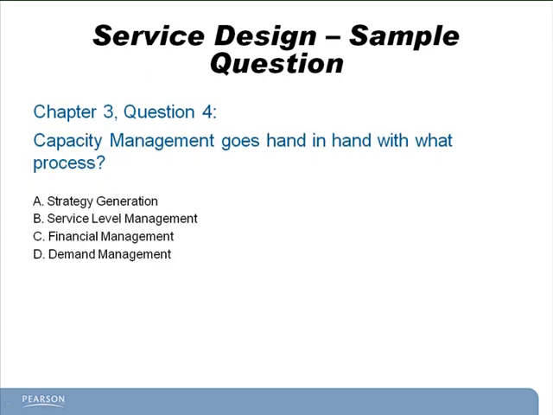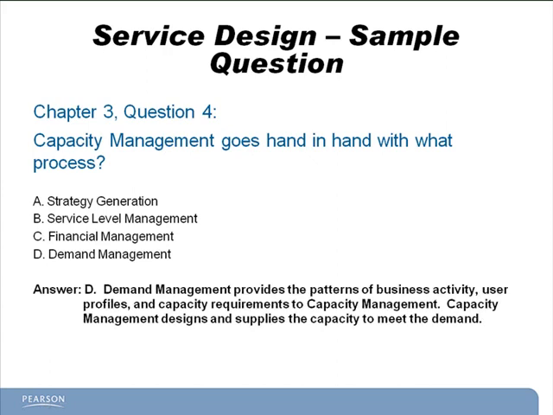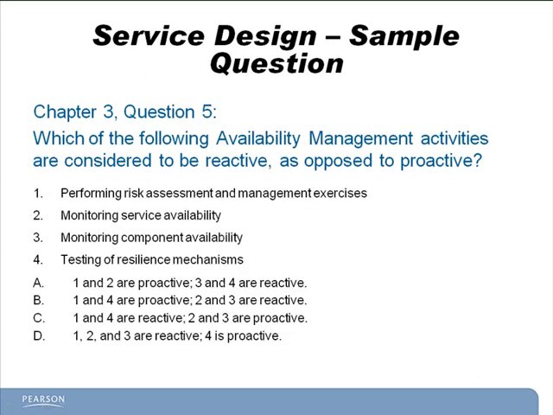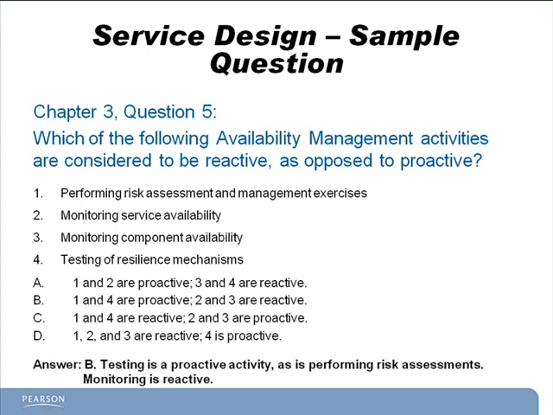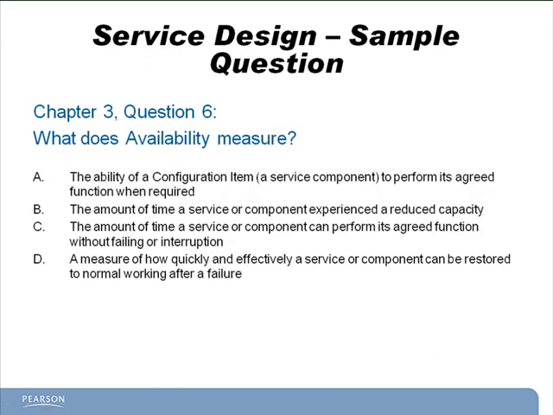Question 4. Capacity management goes hand in hand with what process? The answer is D. Question 5. Which of the following availability management activities are considered to be reactive as opposed to proactive? Choose your answer from A through D. The answer is B. Question 6. What does availability measure? The answer is A.